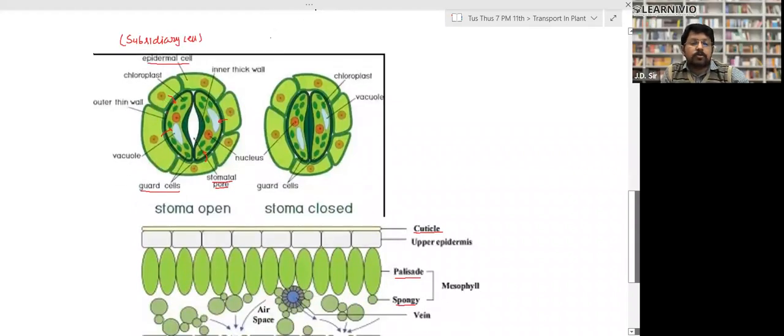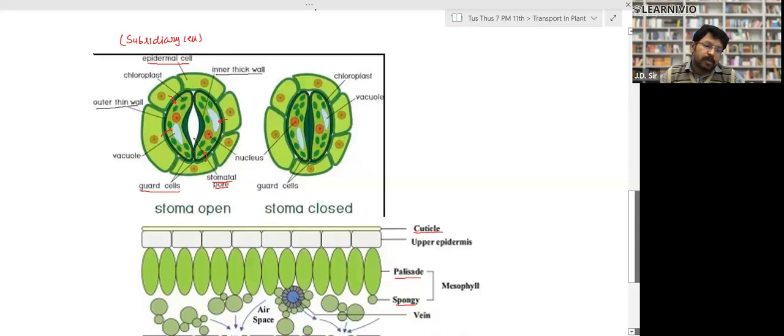Right. So look, stomata is made up of two cells. These are called guard cells. They are kidney-shaped cells, and their inner wall is a thick wall, and their outer wall is a thin wall. And they have vacuoles. Between these kidney-shaped cells, there is an opening that is called the stomatal opening, right? This is called the pore.